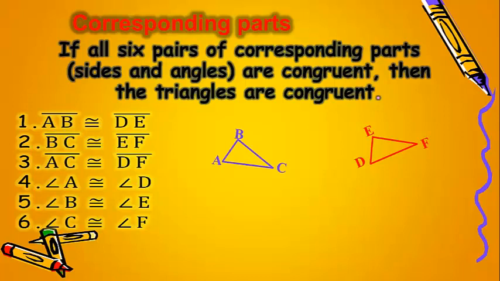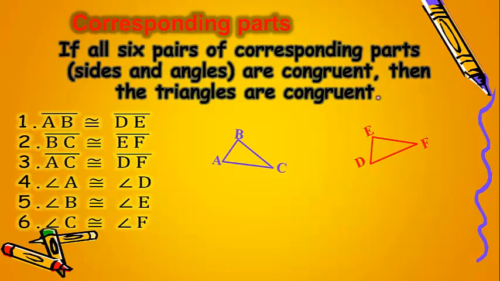Children, when I say congruent, it means the lengths are the same, the measures of the sides are the same. Then angle A is congruent to angle D, angle B is congruent to angle E, and angle C is congruent to angle F. Again, angles are congruent means the measures of both angles are the same, they are equal.